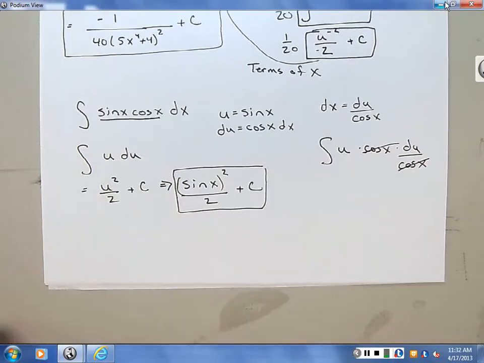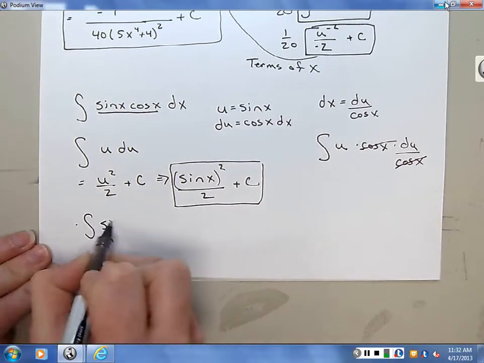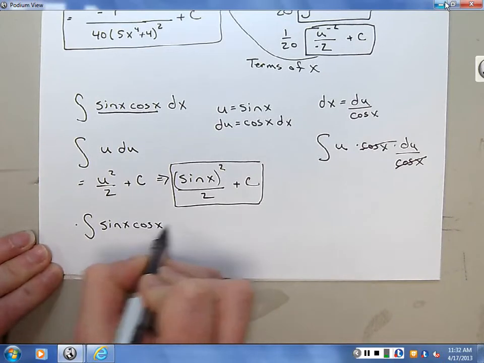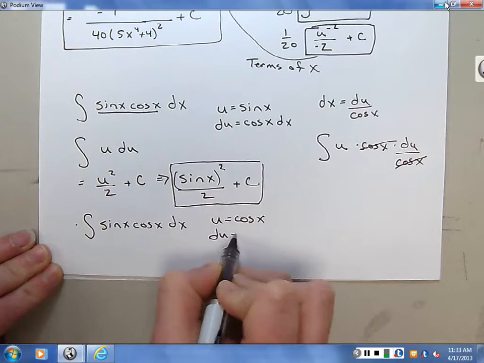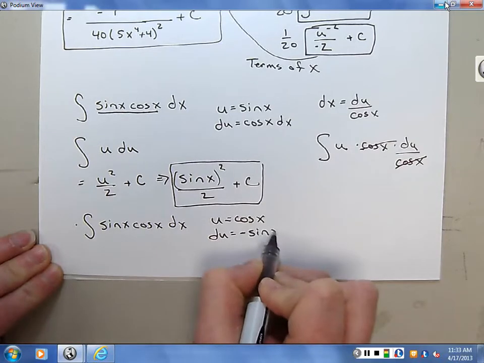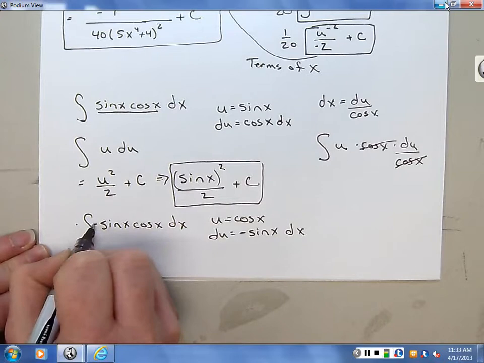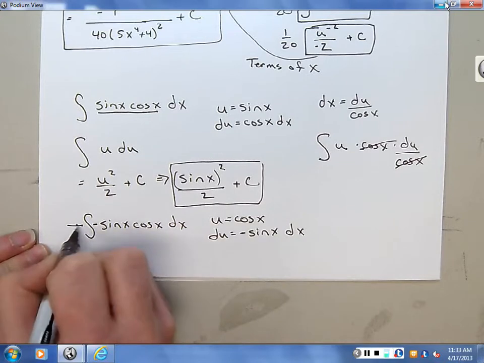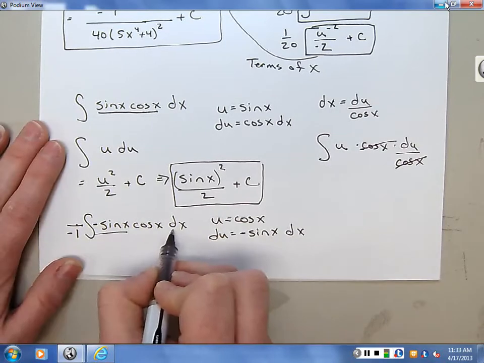Right? If I would have made this substitution be cosine, I hate to do this on two pages. Oh, let's see if I can do it. The integral of sine of x times cosine of x dx. Let's say u is cosine of x. What's the derivative of cosine? Minus sine of x dx. So if I multiply this by a negative, I also have to divide by a negative, right? Negative 1 over negative 1 is 1. So I have a negative sine x dx.